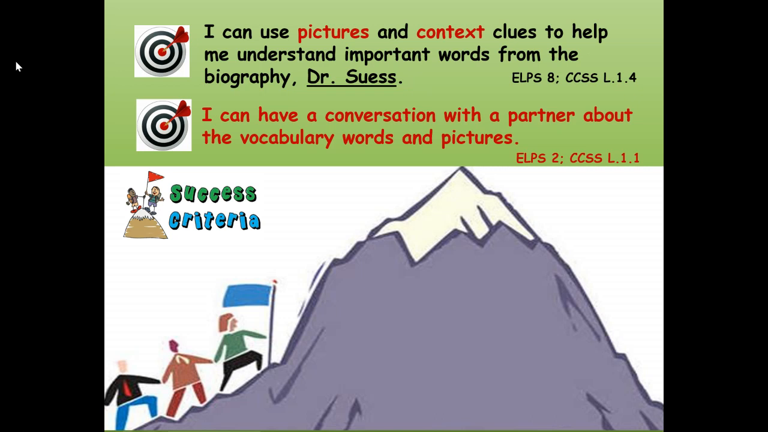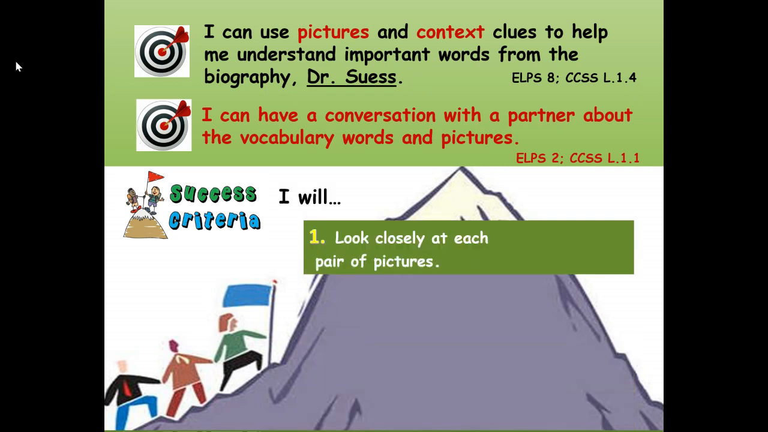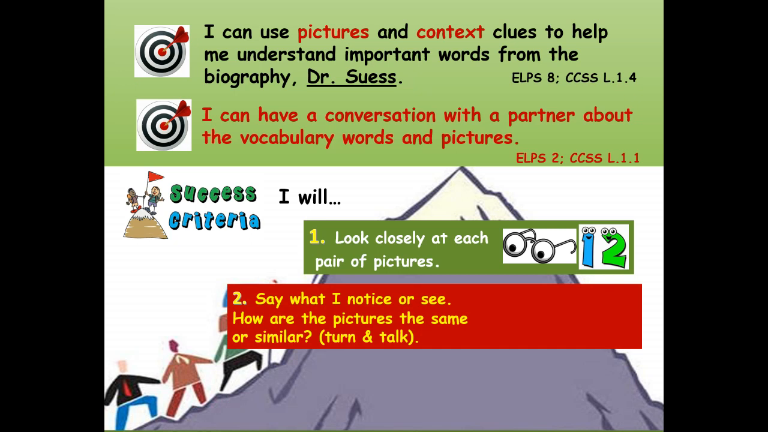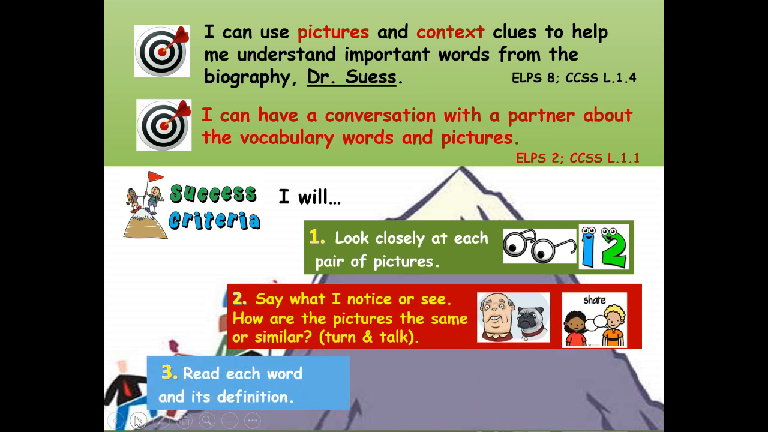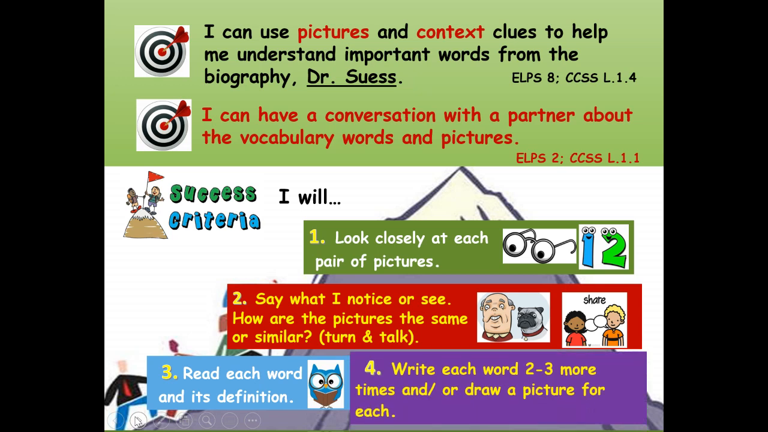And how will you know you're successful about having a conversation or talking about the vocabulary words and pictures? Well, here are our steps to success. Number 1, I will look closely at each pair of pictures. Number 2, say what I notice or see. How are the pictures the same or similar? That's when we turn and talk. And then finally, number 3, we're going to read each word and its definition. And then your challenge is to write each word 2 to 3 more times and draw a picture for each.